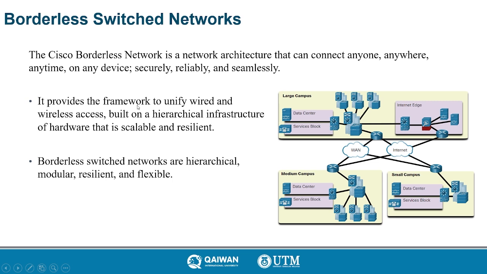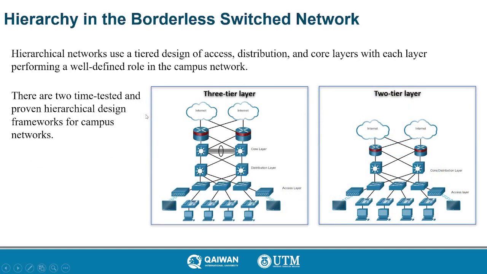Okay, so the borderless network is built on a hierarchical infrastructure of hardware, of course. Those hardware devices need to be what? Need to be scalable and resilient. Scalable means that you can make it bigger. Borderless switch networks are hierarchical, modular, resilient, and flexible. Of course, it's just the same as here. Borderless switched networks are hierarchical, modular, resilient, and flexible. We will talk about what each one means in the other slides.